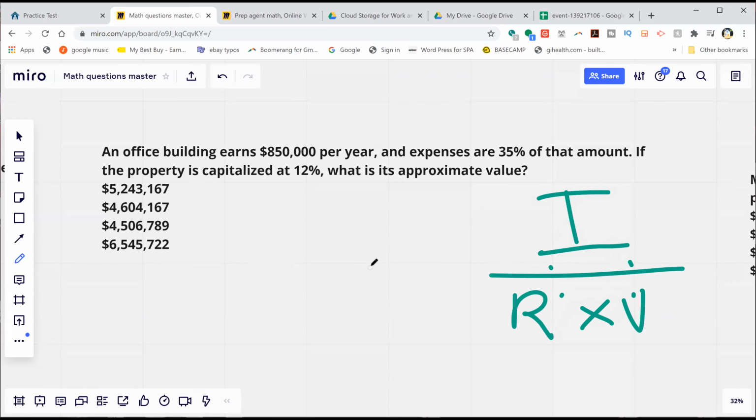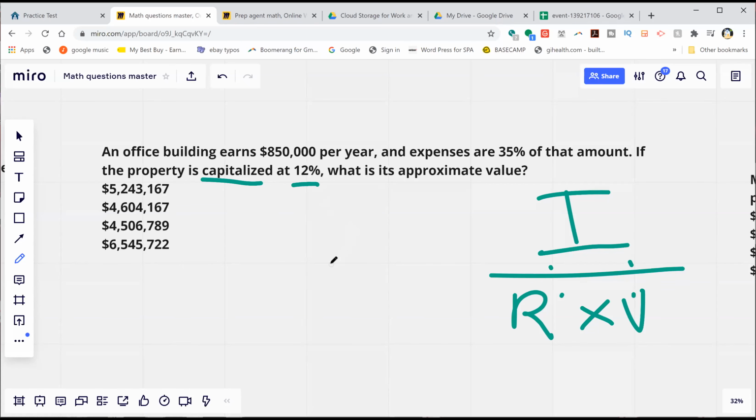Okay. Why do I know it's a cap rate problem? It didn't say cap rate in the problem, Stu. No, but it says it is capitalized at 12%. 12% is the cap rate. So when we say that something is capitalized at, we would do that.